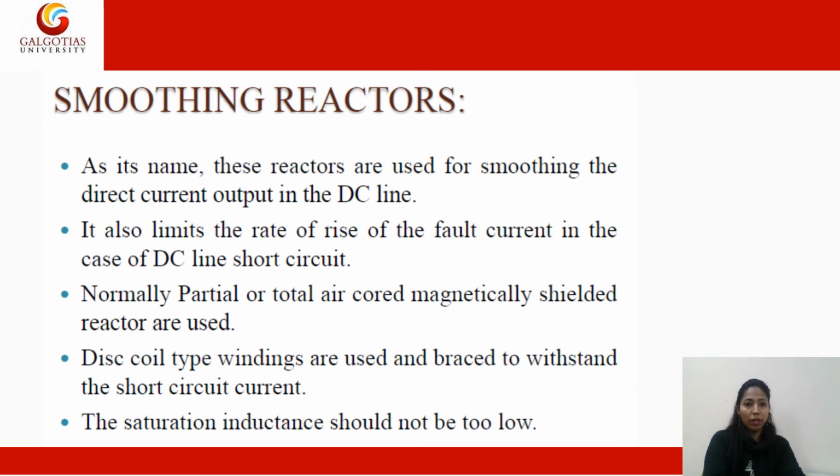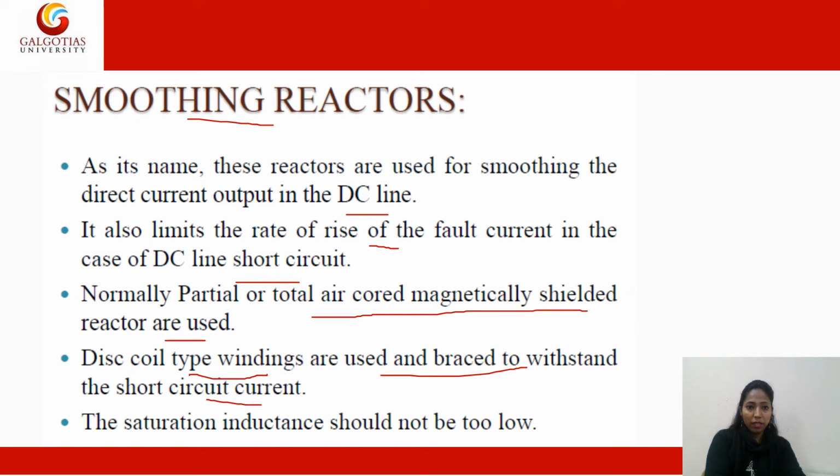Now the smoothing reactors. These are the reactors used to smooth the direct current output in the DC line, and they limit the rate of rise of the fault current in the case of a DC line short circuit. Normally partial or total air cooled, magnetically shielded reactors are used in the HVDC system. Disc coil type windings are used and braced to withstand the short circuit current. To limit that current, we use this smoothing reactor. The saturation inductance should not be too low.